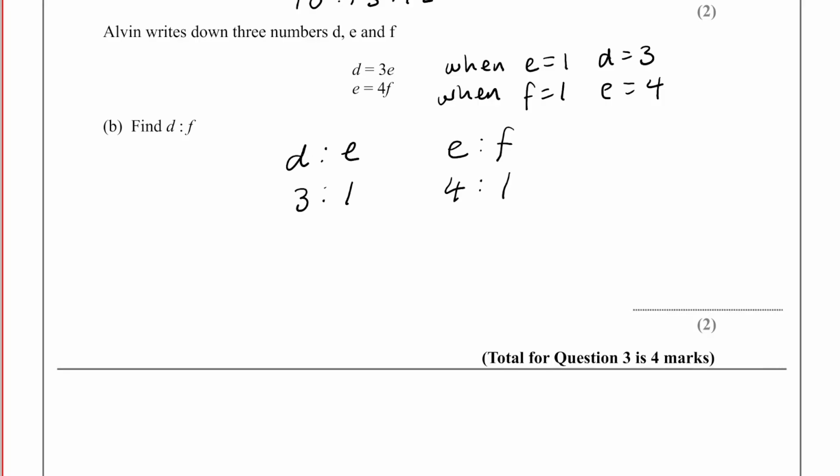We need to make the E's the same. So if we times the first one by 4, it's 12 to 4. So D to E to F is 12 to 4 to 1, which makes D to F just 12 to 1.